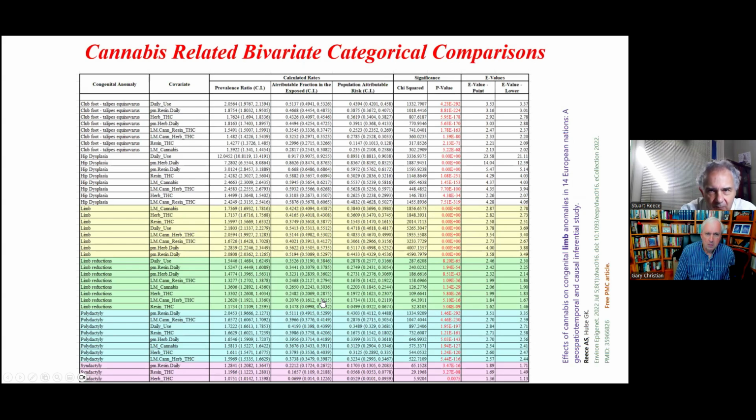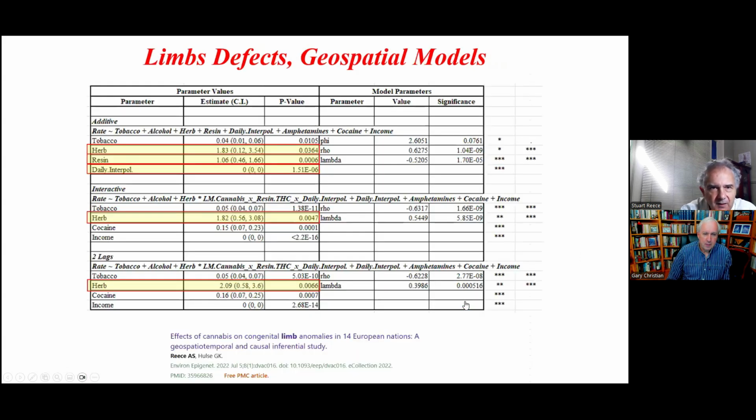Now, this is cannabis bivariate category comparisons. And this is the different metrics. And this is the p-value. See, 10 to the minus 292. And this is the e-value here, as you can see there. So limb defects geospatial models. So cannabis herb, resin, and daily interpolation. P-values are very low there, as you can see. And the herb is positive. This is an additive model, interactive model. And 2 years lag, because it takes a couple of years for this to come out in the birth population.